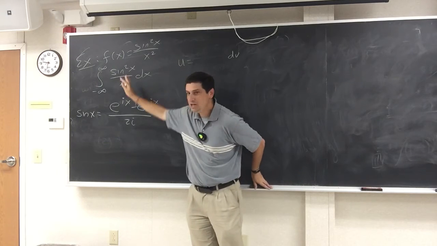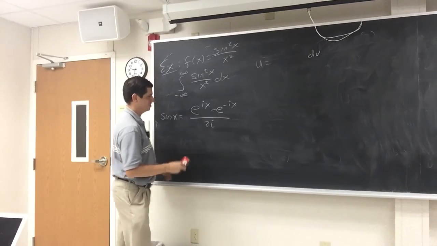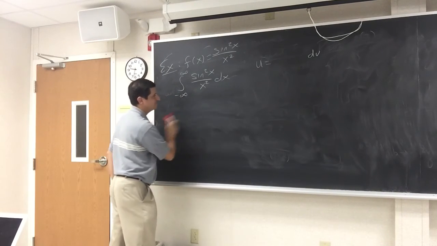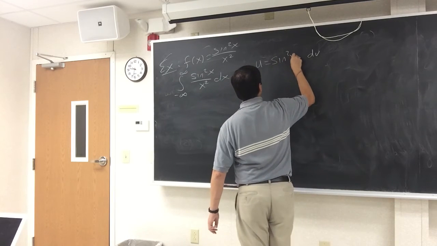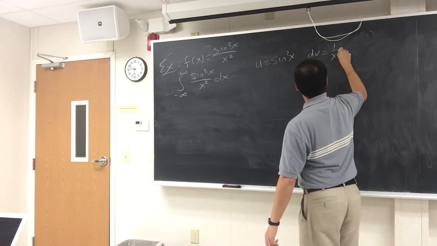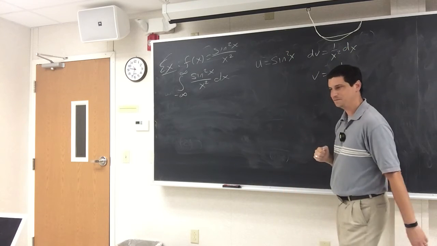Well, I'm looking at this entirely real. Remember, I'm trying to be a smartass and get out of doing complex analysis. All right, so let's try u as sine squared. And let's try dv as 1 over x squared dx. So then v is negative 1 over x.